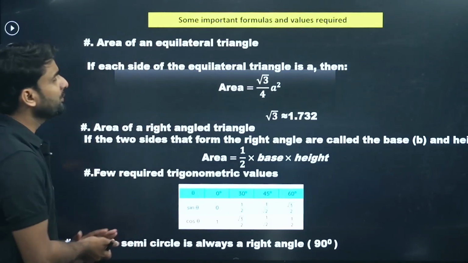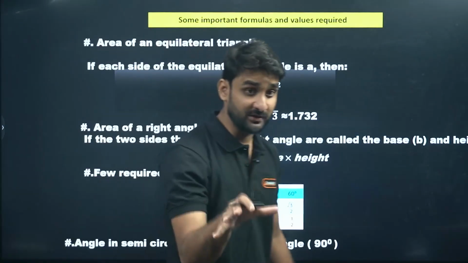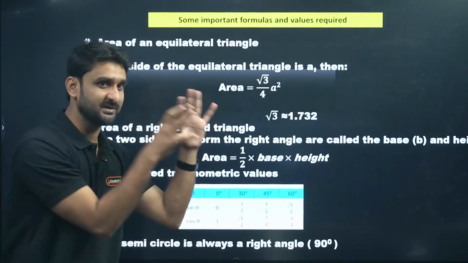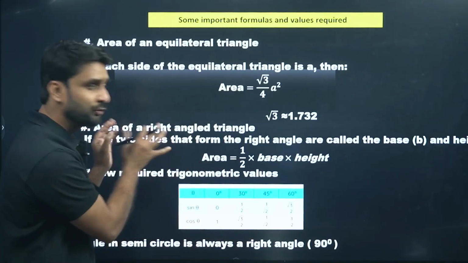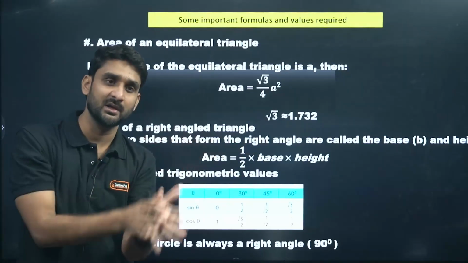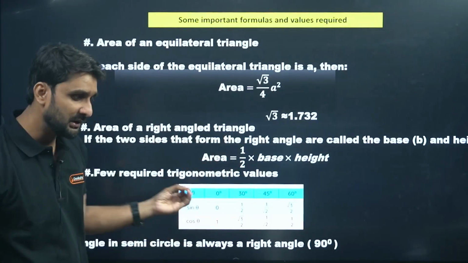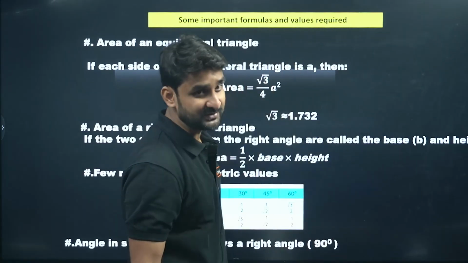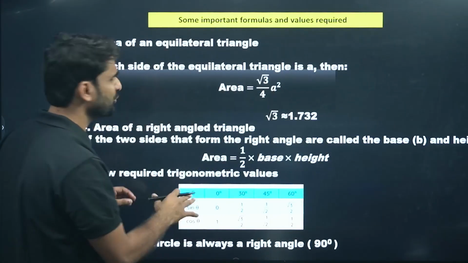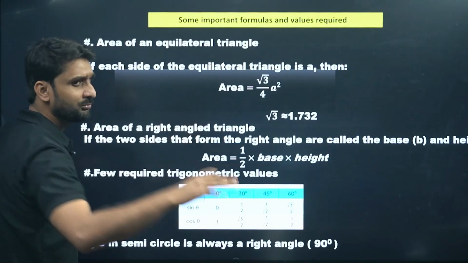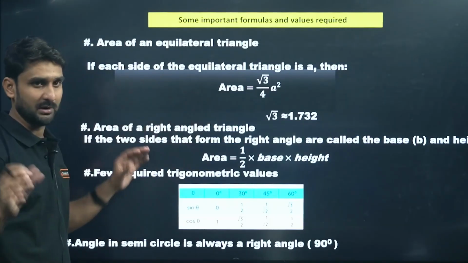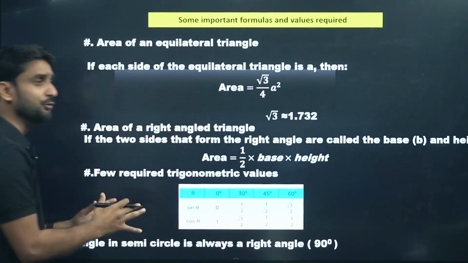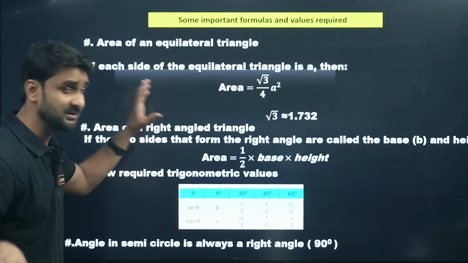Okay, so now some important formulas and values required in this chapter. In area related to circle, apart from those formulas we discussed just a few minutes ago, to calculate the length of the minor and major arc, to find the area of a sector, the circumference of the circle, the area of the circle. We have studied so many things, right? Those are important formulas. But apart from all those, there are a few values and formulas that you will require in this chapter, right?